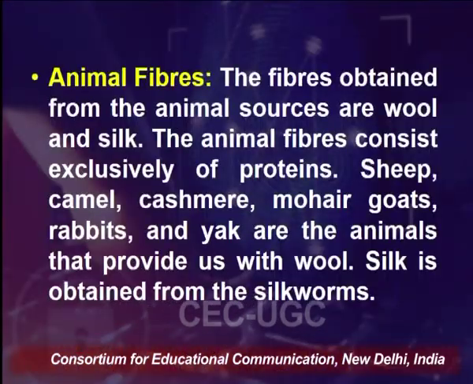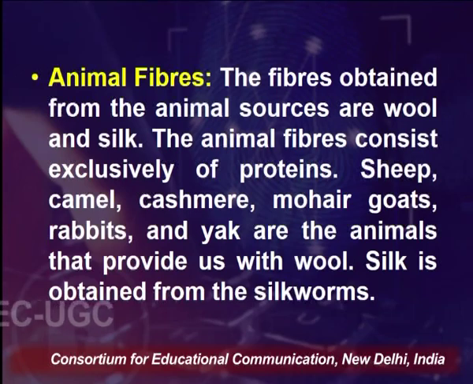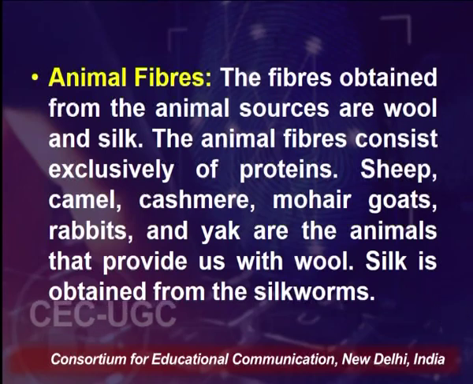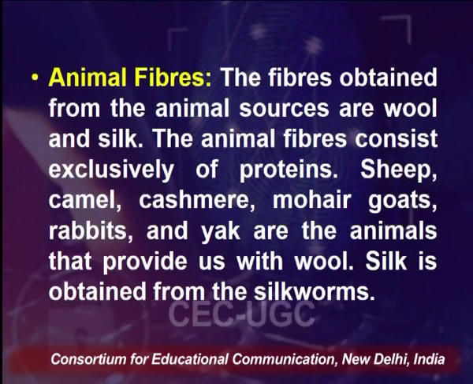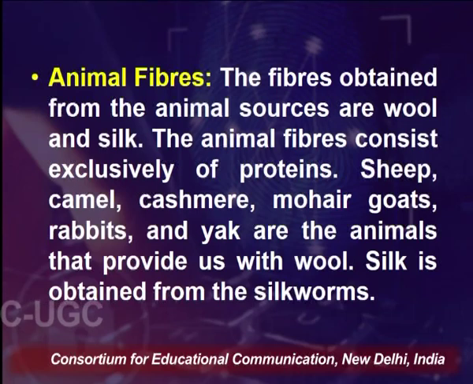After plant fibers, we have animal fibers. These are the fibers obtained from animal sources, for example wool and silk. These animal fibers consist of proteins. Animal fibers could be, for example, from sheep, camel, cashmere goats, rabbits, and certain places where animals like yak are found, the fibers from the yaks are also used to make some textile or clothes.